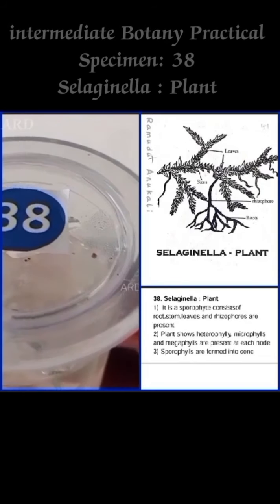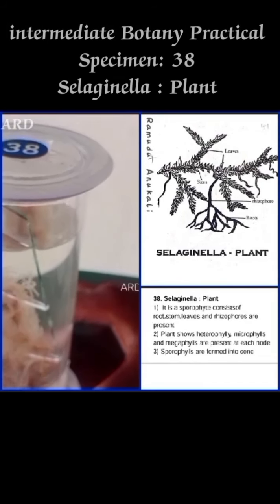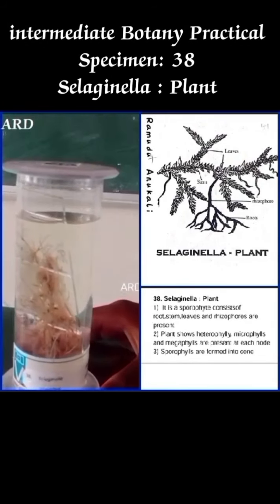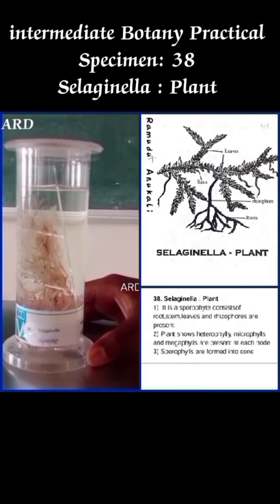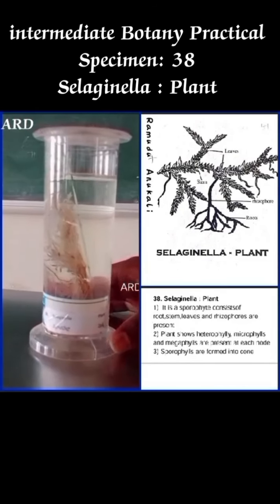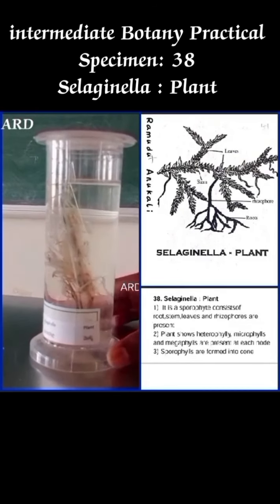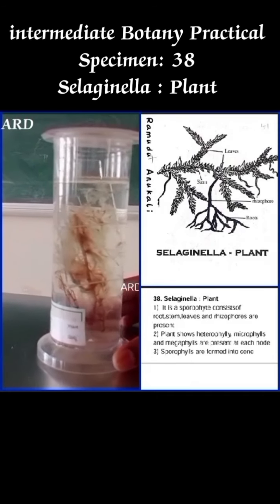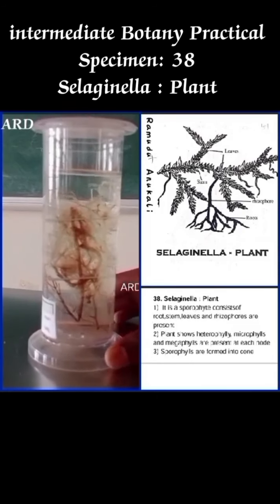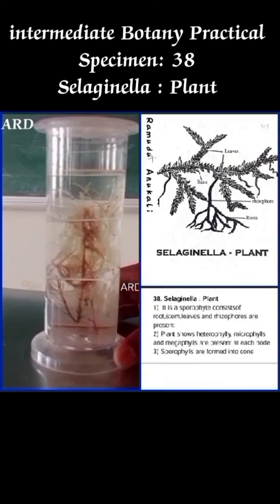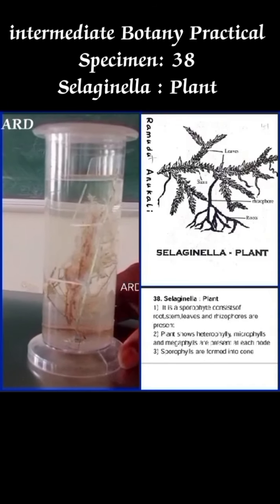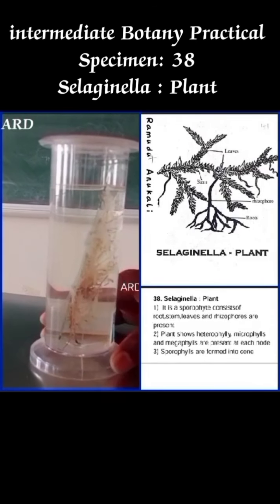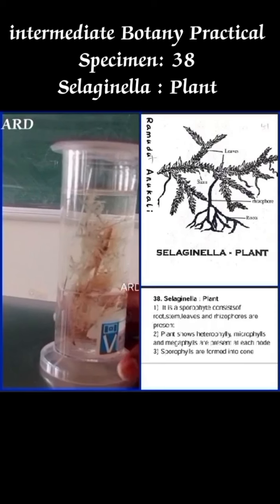Number 38. Specimen. Selaginella plant. It is a sporophyte consisting of root, stem, leaves, and rhizophores. The plant shows heterophylly. Microphylls and megaphylls are present at each node. Sporophylls are formed into a cone.